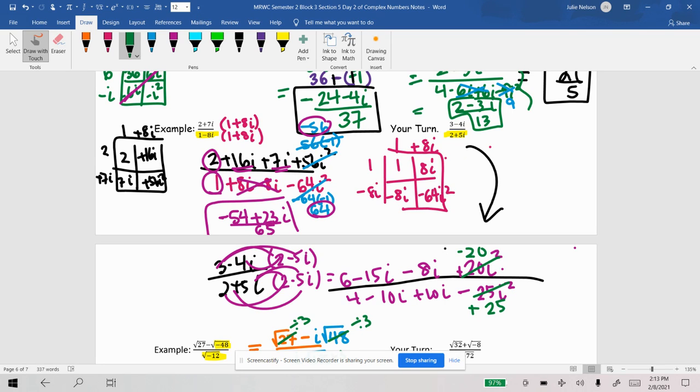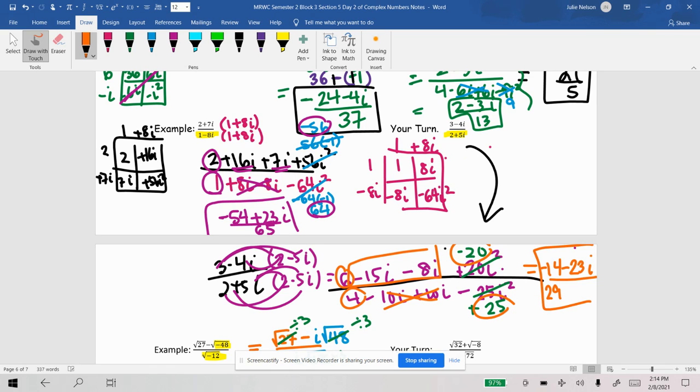And then I can combine like terms. So here, real numbers and real numbers, 6 minus 20 is negative 14. An imaginary number with imaginary number would be negative 23i. And the denominator, 4 plus 25 is 29. And then the 10i's cancel out. So the answer is negative 14 minus 23i all over 29.